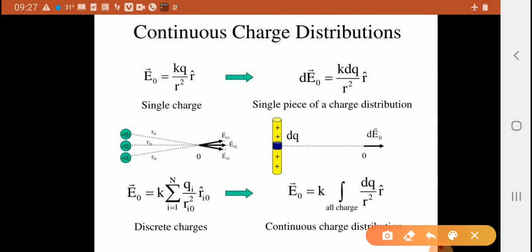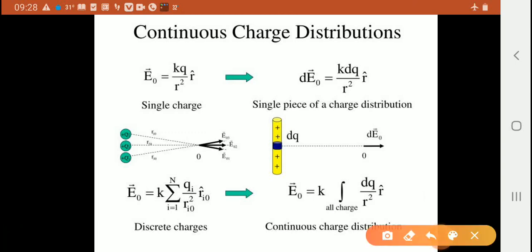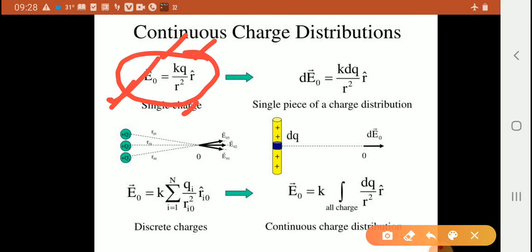Continuous charge distributions, the different charges with respect to electrical field intensity: single charge, single piece of charge distributions, discrete charges, continuous charge distributions, right? Suppose this is a single charge, E equal to kq upon r square and unit vector of r. So electrical field intensity E, constant k, charge q upon radius r square and unit vector of r.